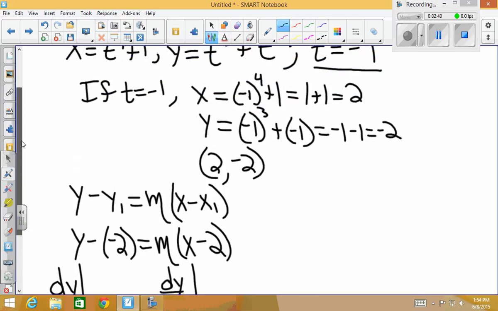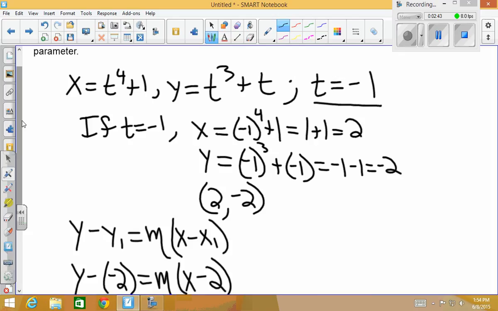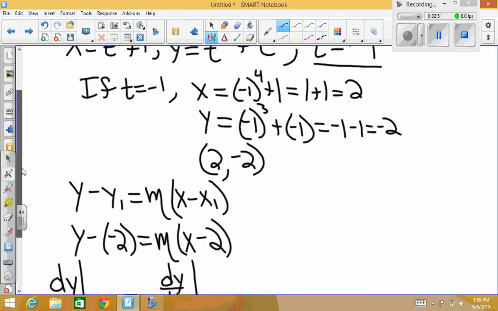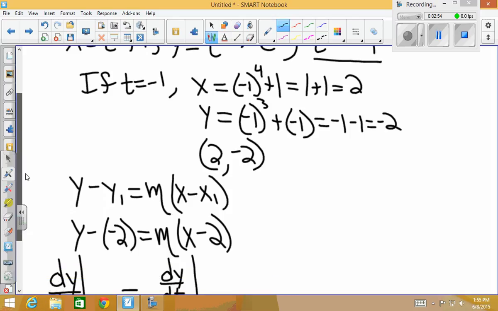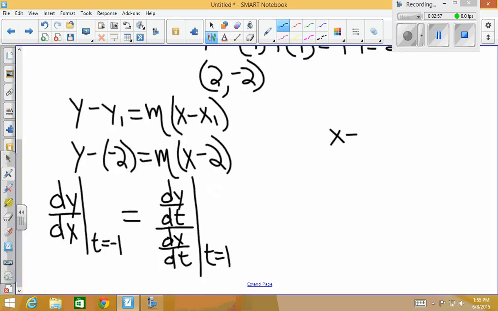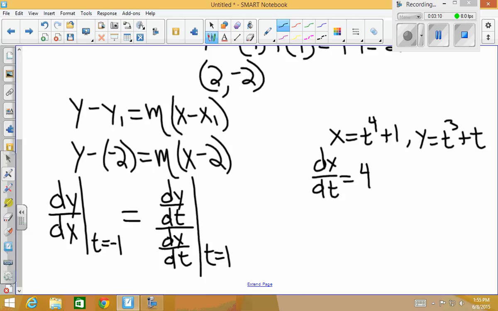So remember that x is equal to t to the fourth plus 1. y is equal to t cubed plus t. So let's take that knowledge and put it down here. x is t to the fourth plus 1, y is t cubed plus t. Well, this gives us that the derivative of x with respect to t is 4t cubed, and the derivative of y with respect to t is 3t squared plus 1.